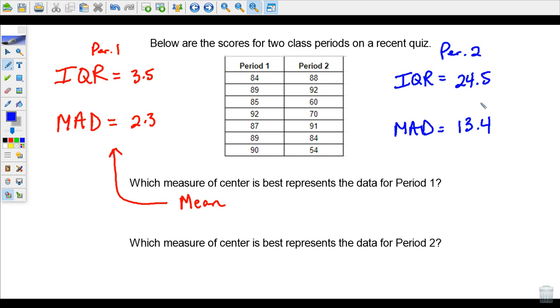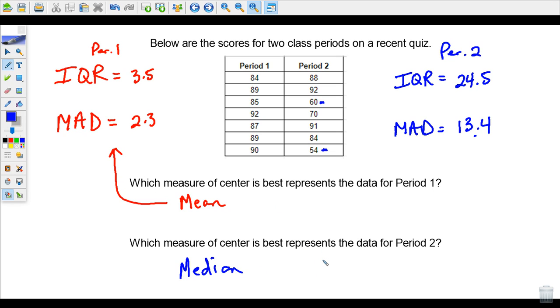That's 2 letter grades. The mean absolute deviation, meaning the mean of it, the average distance from the mean for all of these is 13.4. It's over a letter grade on average. So this data is very, very spread out. We can probably identify some outliers here. I think 60 and 54 are both outliers, very lower than all of the others. So the measure of center that best represents the data for period 2 would not be the mean because it's so spread out. Would have to be the median. Median would be a better representation.